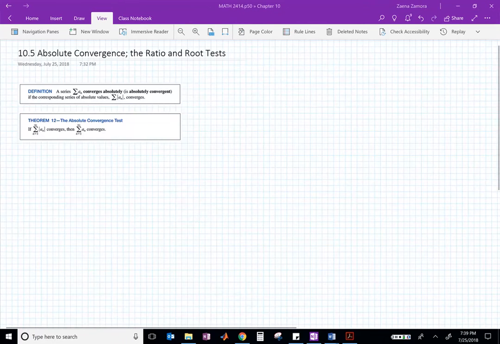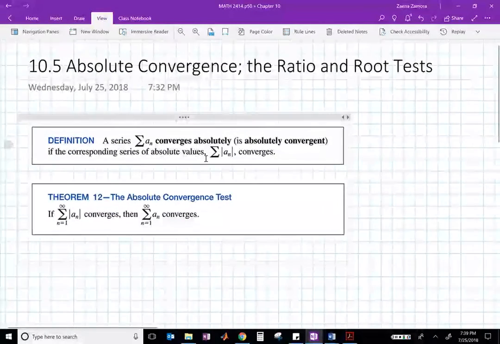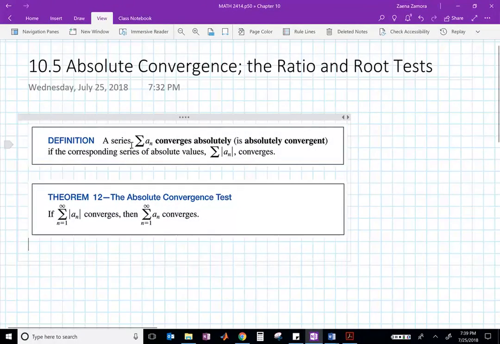All right, we're chugging along. So next one is 10.5, which is absolute convergence. More tests to look at.